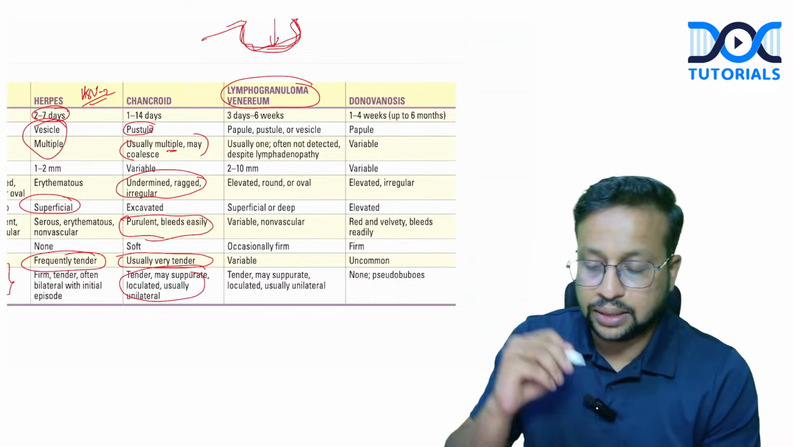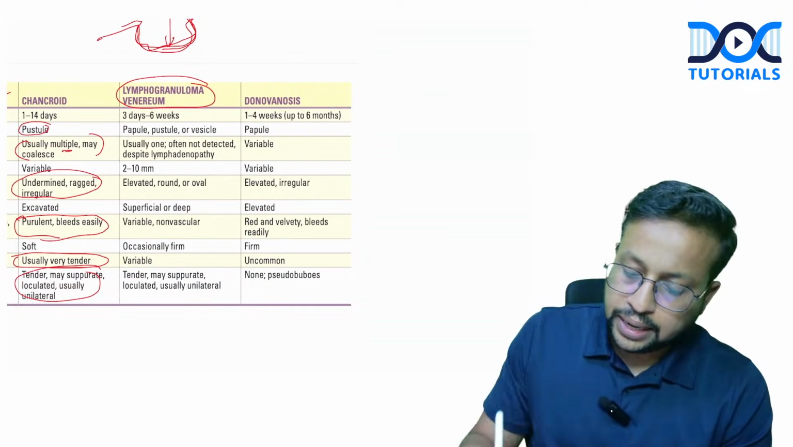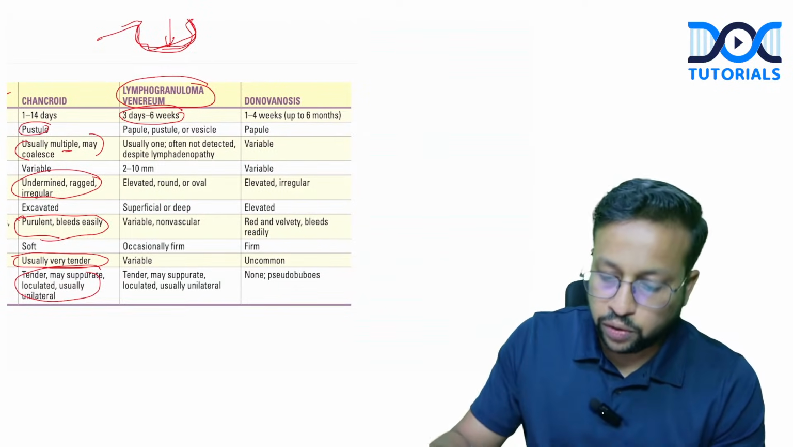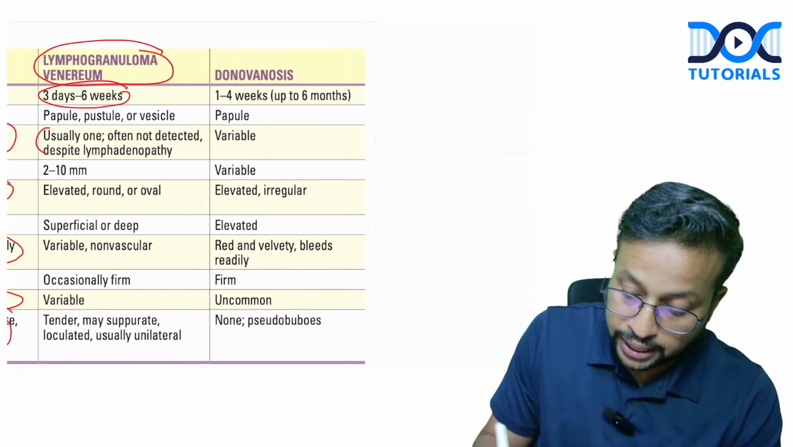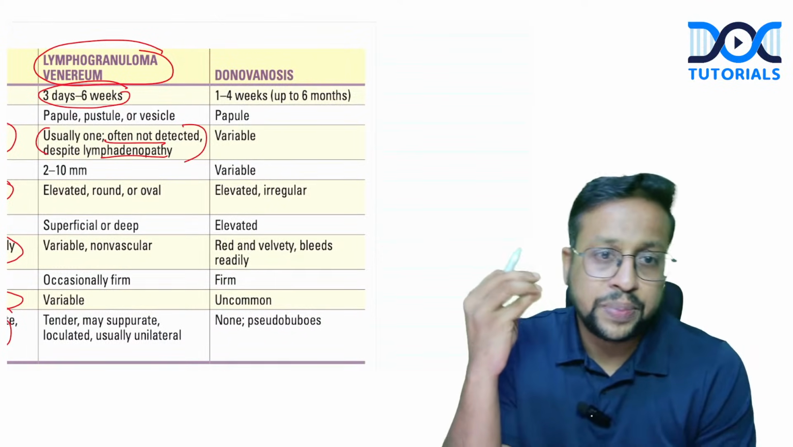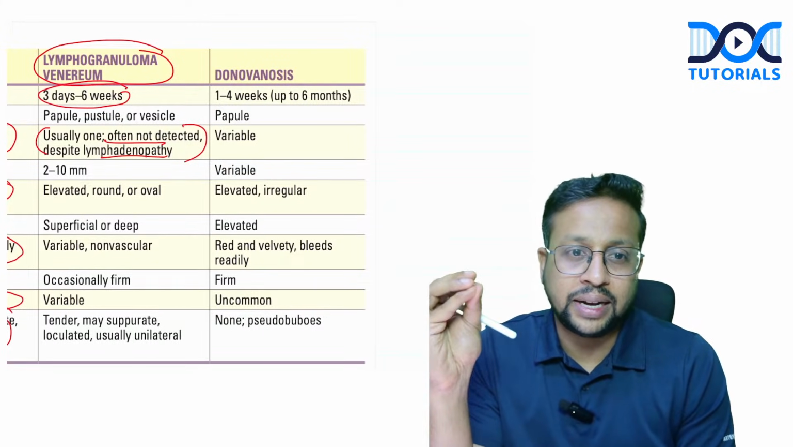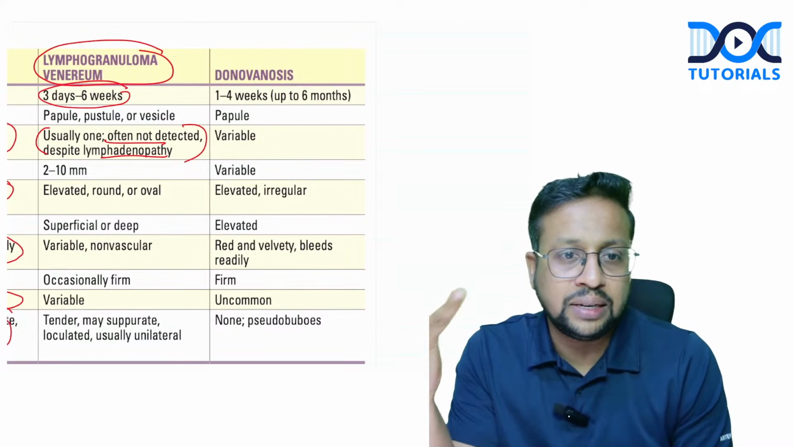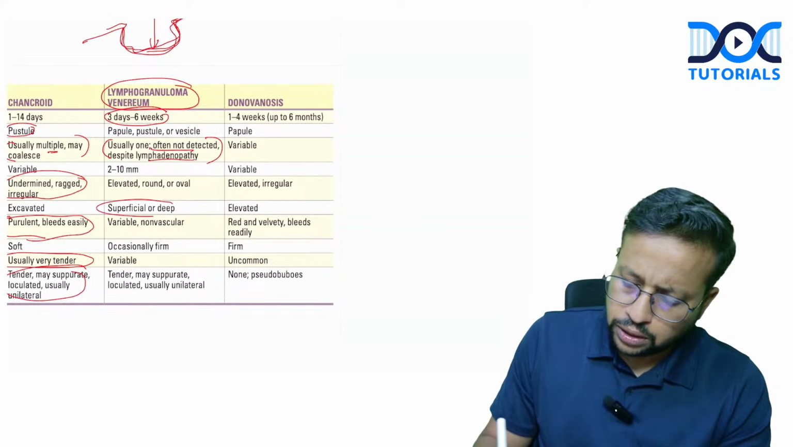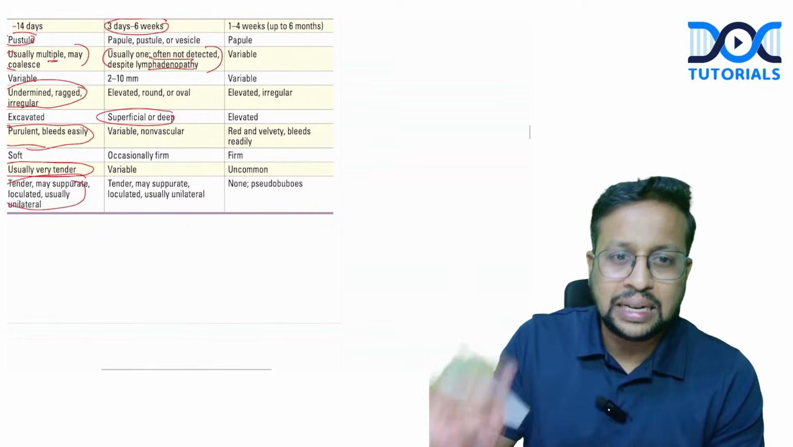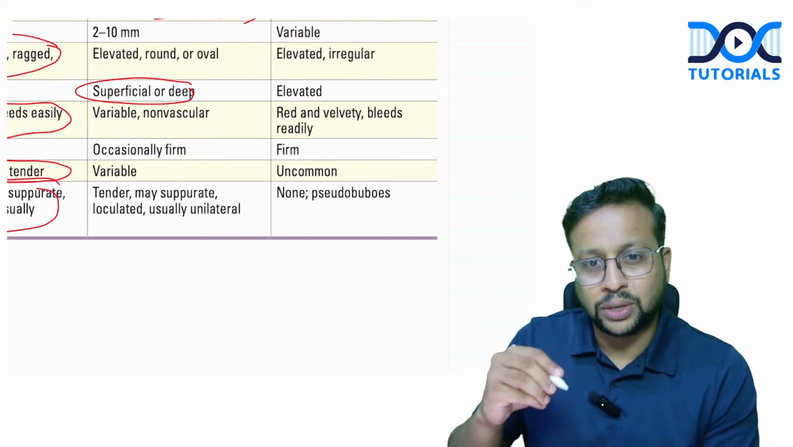Lymphogranuloma venereum is another disease caused by Chlamydia trachomatis. It can occur 3 days to 6 weeks after the contact. The first lesions can be a papule, pustule, or vesicle, which may ulcerate, but it's often undetected. The ulcer is very inconspicuous. It's not very evident in case of LGV. Most of the time, you may just find the lymph node alone. It can be a superficial or a deep kind of ulcer. But again, the ulcer is not what is very important. In case of lymphogranuloma venereum, what is important is the lymph node.